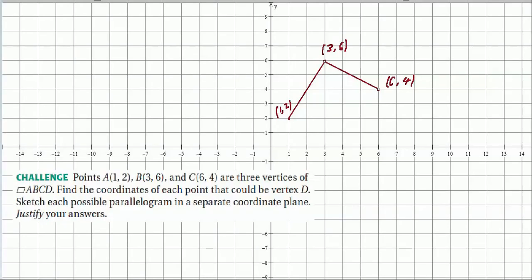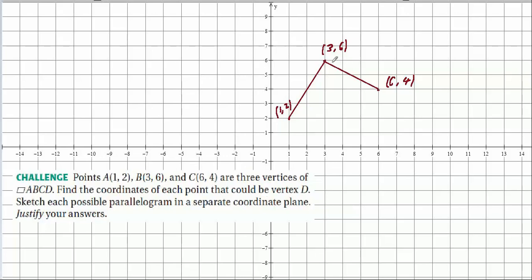Now here's one where they've asked us to use a, well, I don't know if they told us to actually use a coordinate plane, but it seems like the simplest way to actually work the problem out. We're given three of the points, and we're asked to finish off the fourth point and produce a parallelogram. Oh, they did tell us to use a coordinate plane. Okay, good for them.